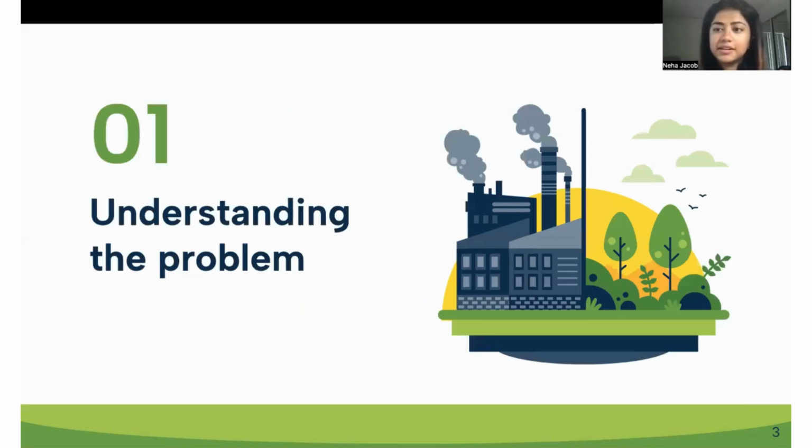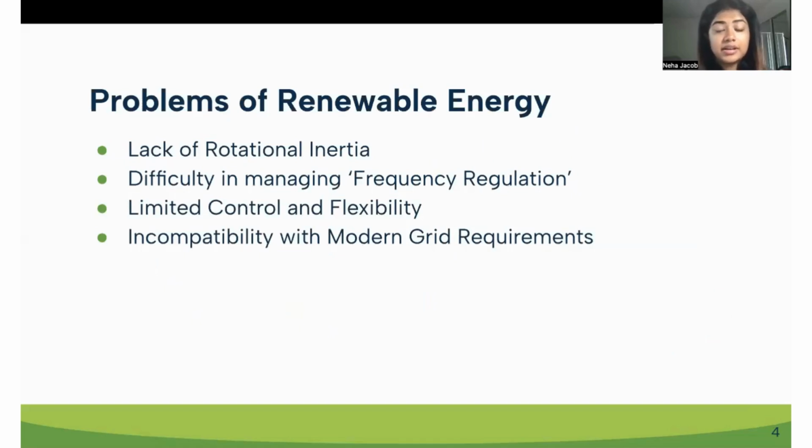So, firstly, we need to understand the problem. What is a grid forming inverter, and why is this relevant? Renewable energy comes in various forms. However, it does have its disadvantages. One of these being the lack of rotational inertia. This rotational inertia is the measure of an object's resistance to changes in its rotational motion, and this determines how quickly the power grid, which is supplied by renewable energy, can respond to any fluctuations within the grid.